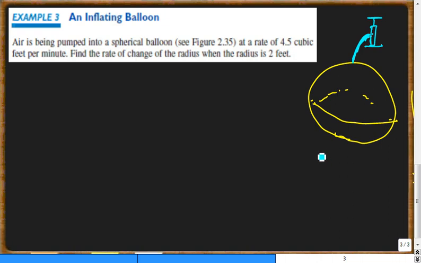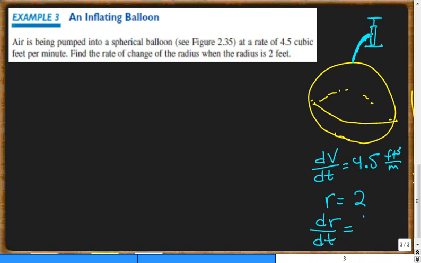So that's the change of volume, right? You're pumping in cubic feet, that's volume. So the change of volume with respect to time is 4.5. And this is cubic feet per minute, so it'd be feet cubed per minute. Find the rate of change of the radius when the radius is 2 feet. So we know that the radius is 2 feet, and we're looking for the rate of change of that radius. So we need a way to relate the radius and the volume of a sphere. Well, the volume of a sphere is 4/3 pi r cubed.